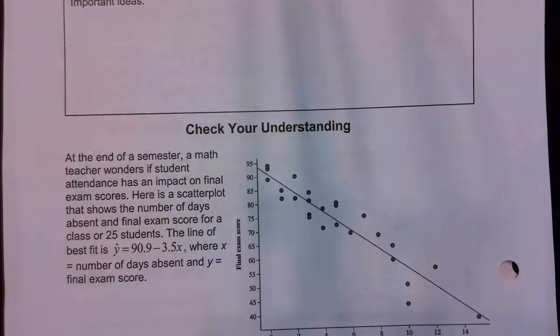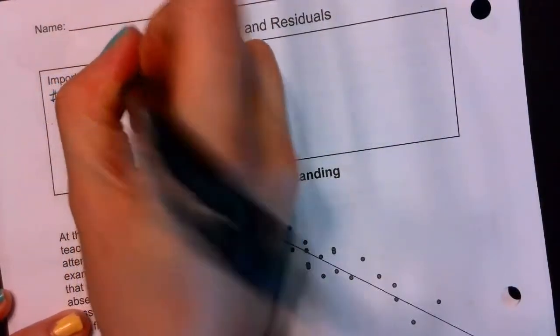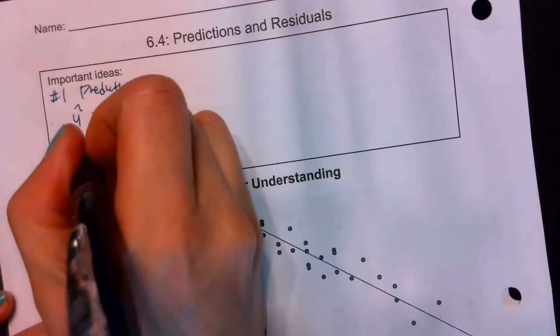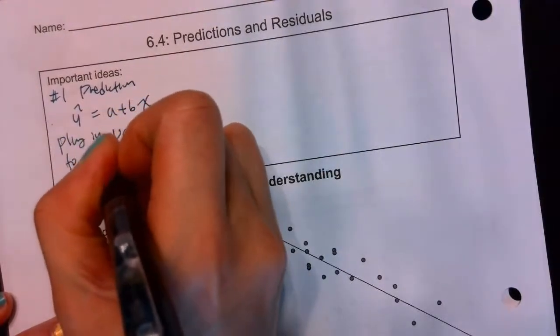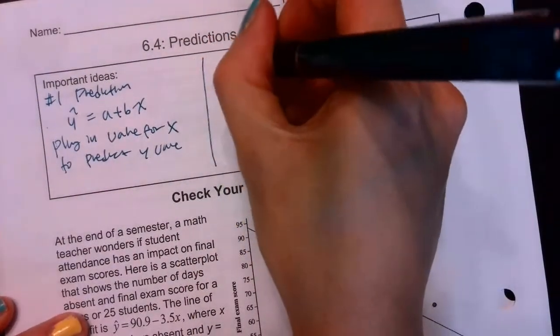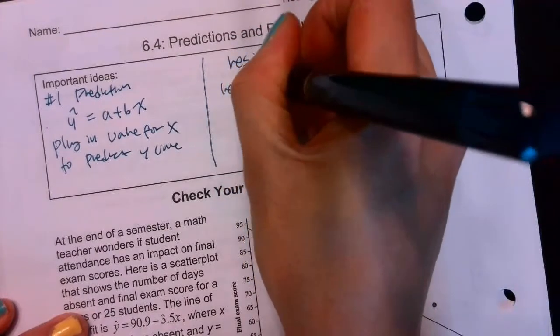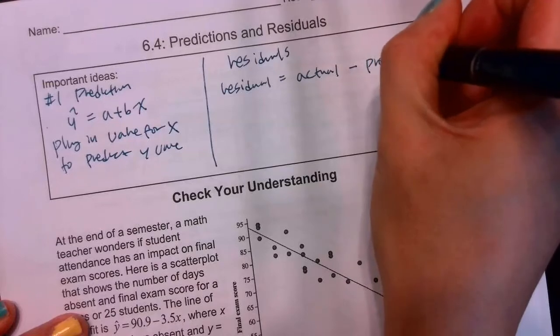Cool. All right. Two key points that I want to talk about. Number 1, prediction. So when you have a plus bx, how do you predict? Plug in a value for x to predict the y value. Right? Alright, key point number 2, residual. So what is a residual? It is the actual measure minus the predicted measure.